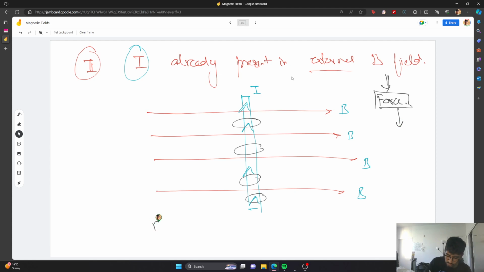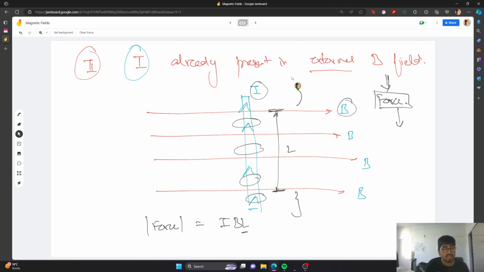So force's magnitude is given by IBL, where I is the current in that conductor, B is this thing, and L is the length of the conductor in the field. So it is only from this point to this point here because there is no field externally, right? If this field were to extend, then yes, L would be larger. So this is the net force. And what is the direction of that force?